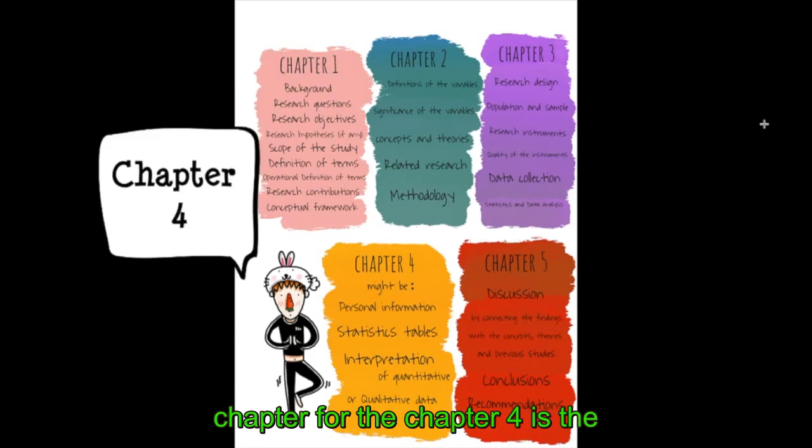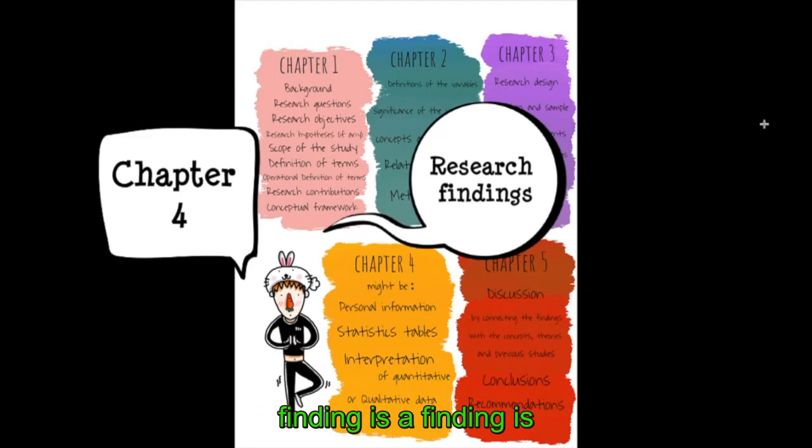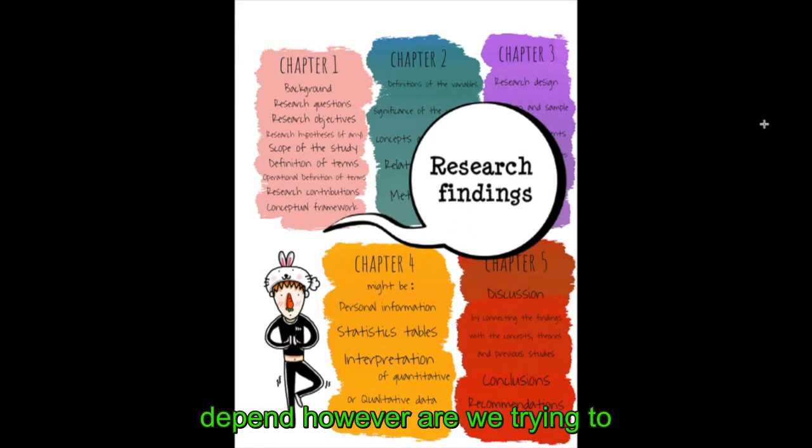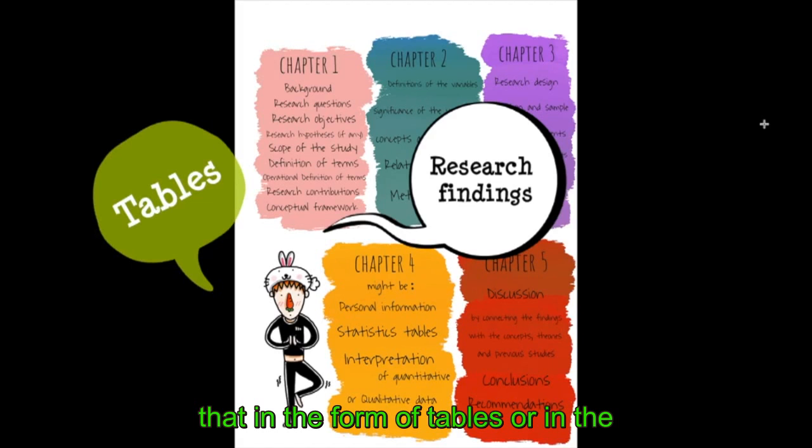Next, chapter 4. Chapter 4 is the findings, research findings, or it depends. However, I will try to show some. Okay, it might be personal information, even for qualitative or quantitative research. You can show that in the form of tables or in the form of narrative.